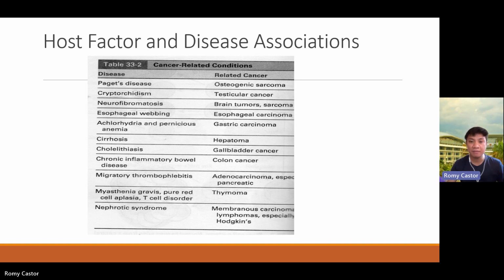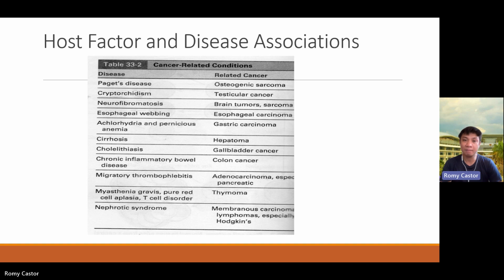Okay, now we have the other medical conditions that can also predispose you to develop different cancers. Down syndrome will put the patient at risk for the development of leukemia. Other than that, we have Paget's disease. Paget's disease is our bone disease, and that results in osteogenic sarcoma. Cryptorchidism, even Klinefelter disease, can result in testicular cancer.